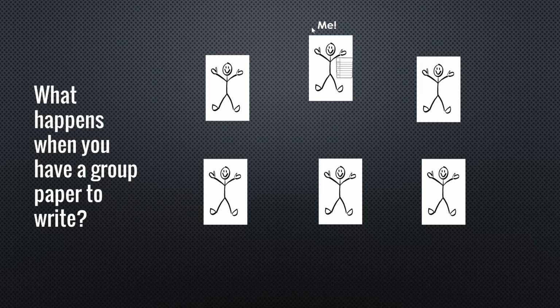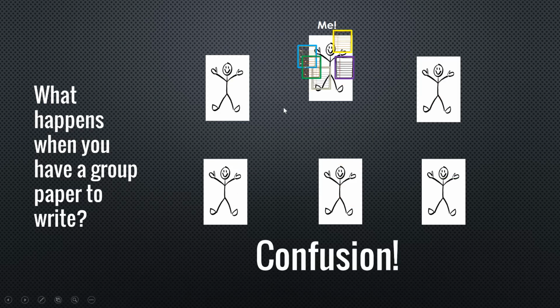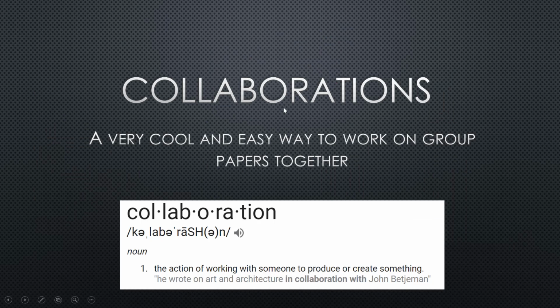So first, I might send out an outline or a rough draft for my group members to edit or make comments on. After each group member does their work and does their edits and their comments, then they might send each of their edited papers back to me. Then what do I have? I have a copy of everybody's work, and it's my job to put everything together, and it's very confusing. There's a better way to do this.